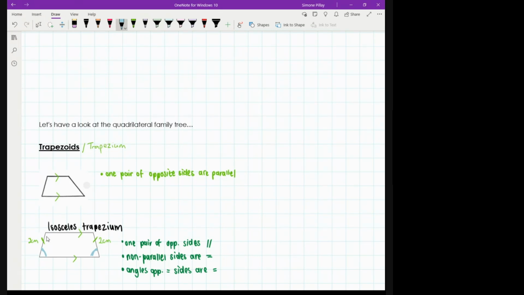I'm going to stop here. I'm going to check in because this is just a little bit of what we're going through today. Are we all happy with trapeziums, both the normal trapezium and the isosceles trapezium? We understand the characteristics.